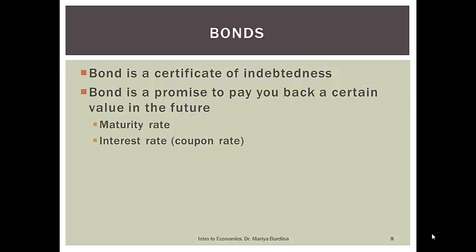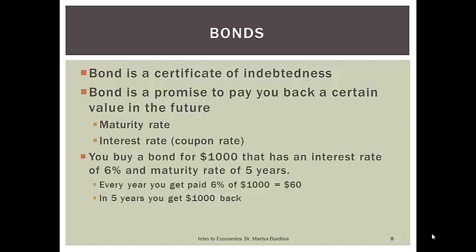And I also promise to pay you interest rate, or we also call it coupon rate. So every year I'm going to be paying interest because you allowed me to borrow some money from you. For example, if you buy a bond for $1,000 that has an interest rate of 6% and a maturity of 5 years, it means that every year you get paid 6% of that $1,000, so $60 every year, and in 5 years you get your $1,000 back.